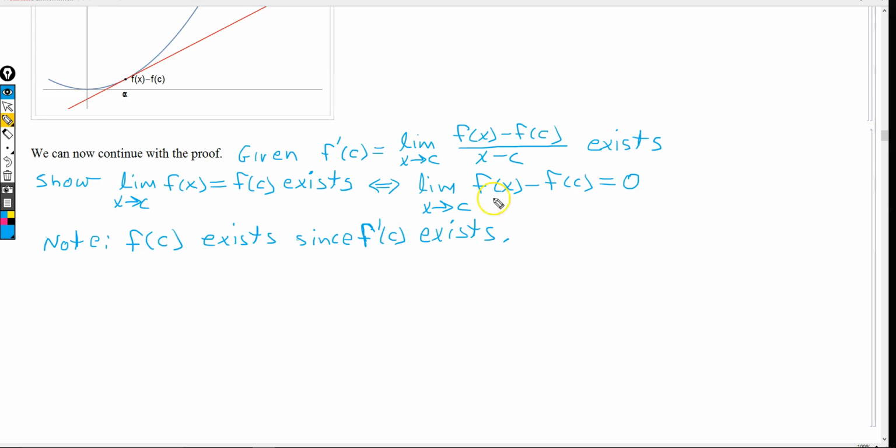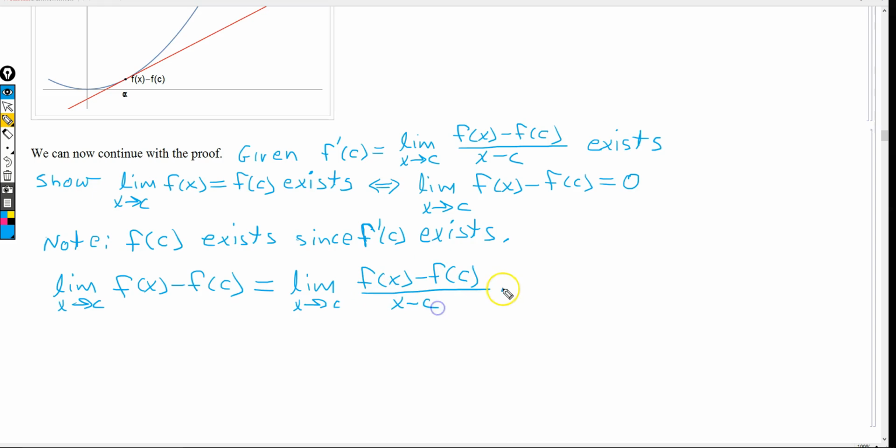And now let's take a look at this. Let's just verify that this is true. Now we're going to do a little math trick here. You see what we did is we multiplied by x minus c and just divided it back out. So we haven't changed anything. We just did that math trick, multiply in, divide back out by the same thing.